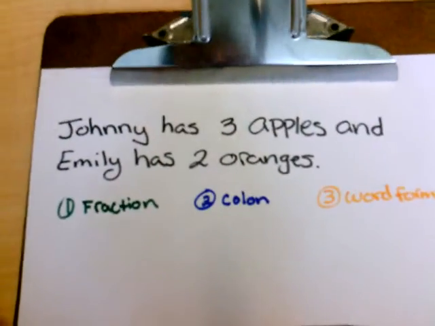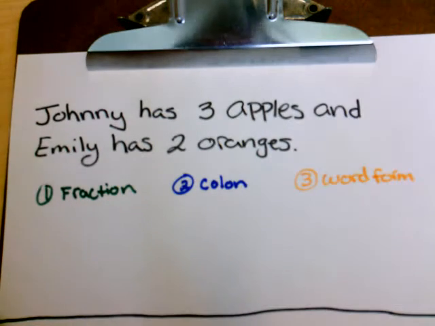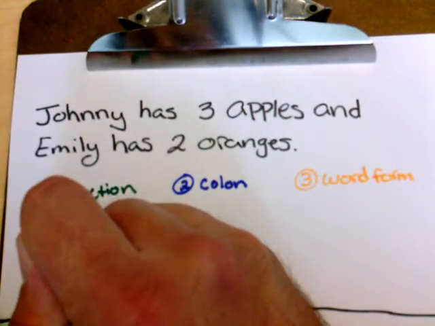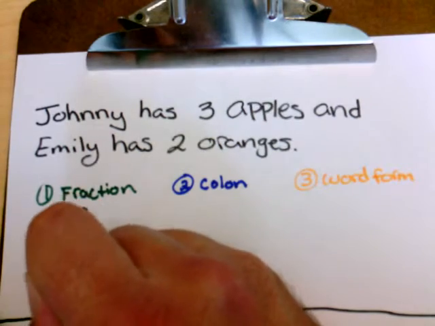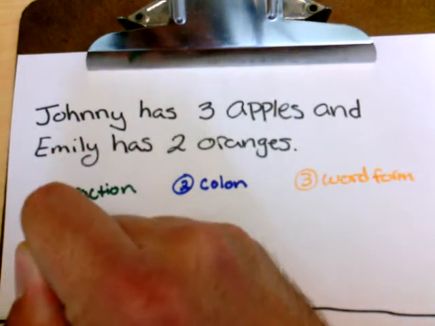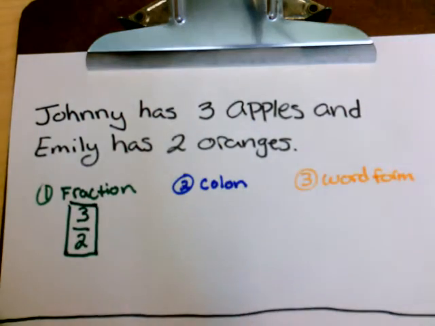Let's back up a little bit here so we can see everything. There we go. Okay, so it says Johnny has 3 apples and 2 oranges. So starting off over here in fraction form, we're just going to be comparing Johnny to Emily. So we're talking about 3 apples to 2 oranges. And that's fraction form. Right there.